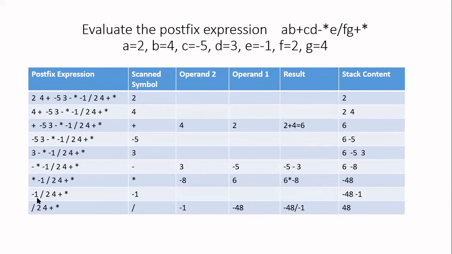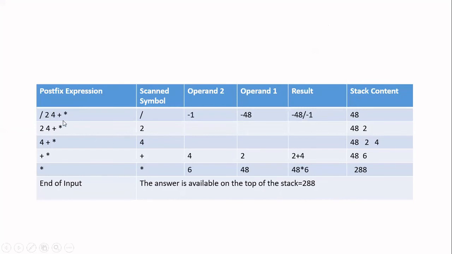So next I have the symbol -1. This -1 is an operand. So push the operand on the stack on the top of -48. Then scan the next symbol, it is divide. Divide is an operator. So pop 2 operands from the stack. The first operand is -1, that will become operand 2. Then the next operand is -48, that will become operand 1. Then I apply operand 1 divide operand 2. So -48 divided by -1. So the answer will be 48. Now, I have written the same step here so that you can easily continue. Now, scan the next symbol.